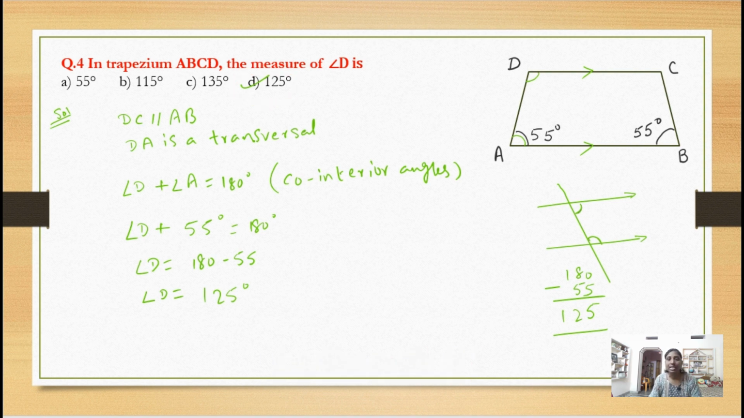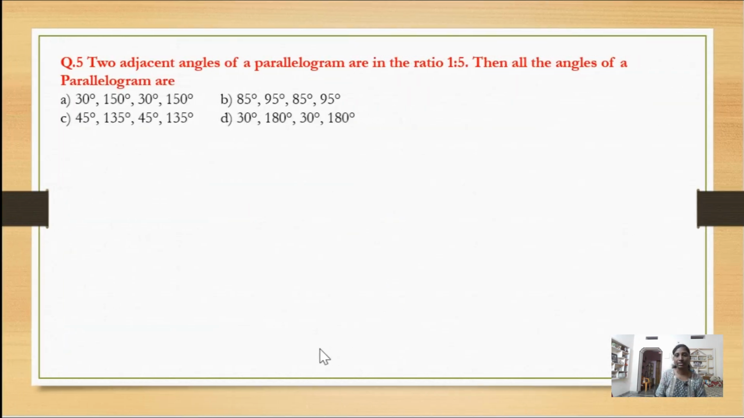Okay, so this is how we have to solve it. If this question is in an MCQ, then there is no need to write this much. Just you should know what is the sum of the co-interior angles. Sum of the co-interior angles is 180. Just you have to subtract 55 from 180. You will get the answer. I hope you have understood this concept clearly. Now let's move to the next question.